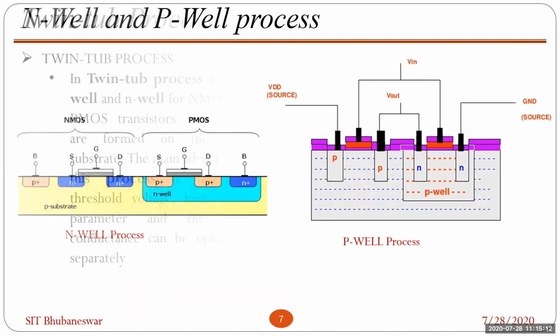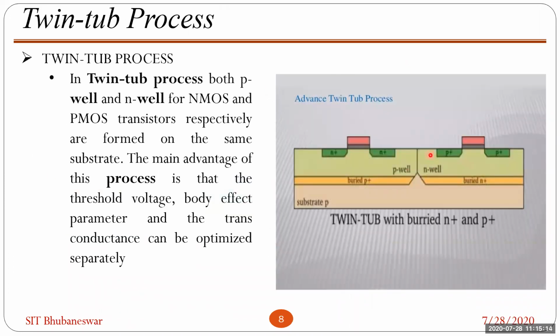Next thing is twin tub. What I said, twin tub means two wells, P well and N well. Here in P well, you will create N transistors. In N well, it's PMOS transistors, and this is the substrate. So it's common for two, but in between there is some buried P plus and P NMOS. And this is the twin well process. With this twin well process, you'll get some advantage on threshold voltage, body effect, all these things.